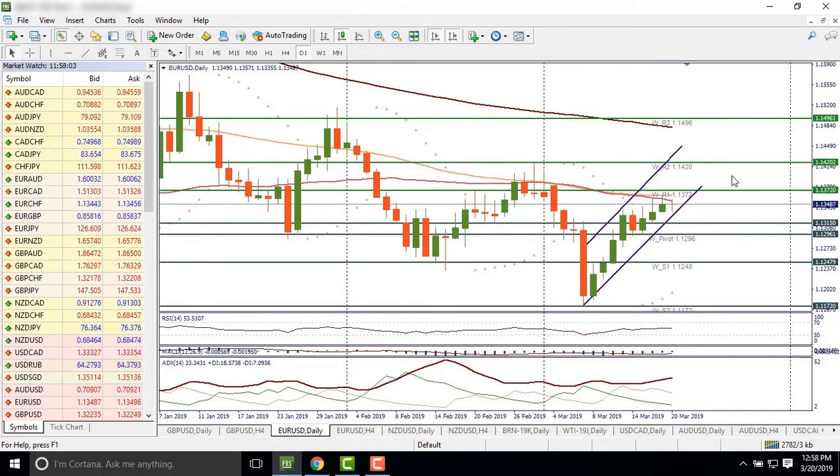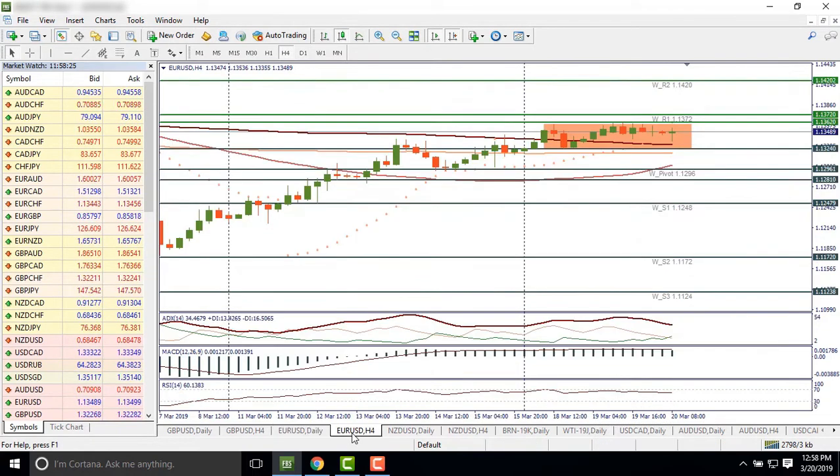Otherwise, if the USD weakens, we may see the rise towards the resistance at 1.1372. The next key level lies at 1.1420. From the technical side, parabolic SAR shows an upward movement for the pair, and ADX shows bulls gaining strength. Now let's consider the 4-hour chart.